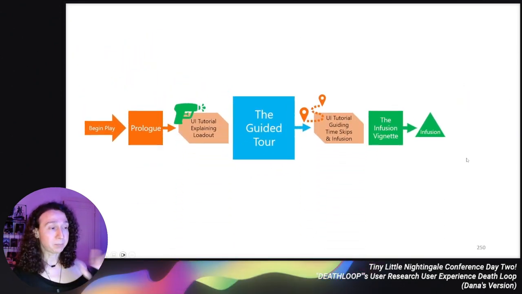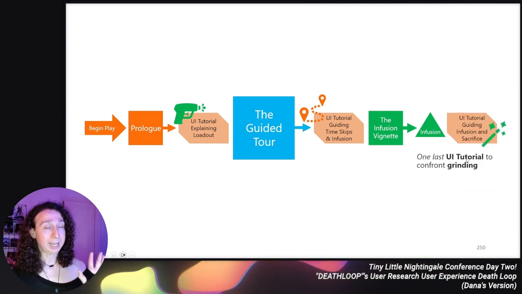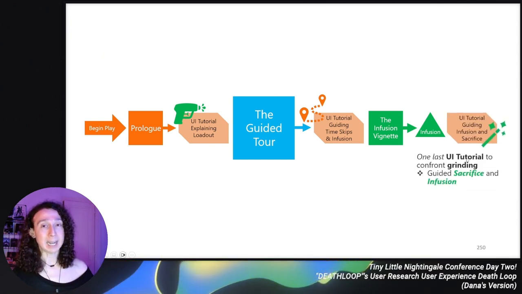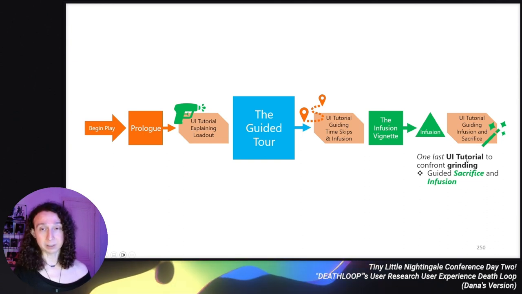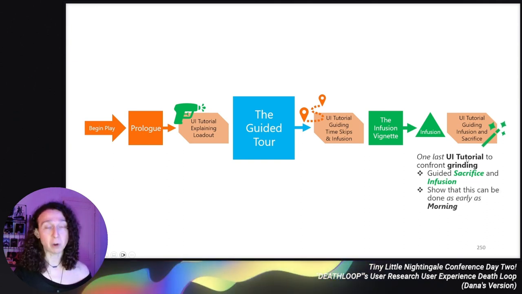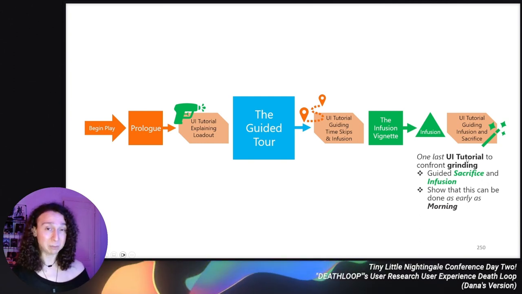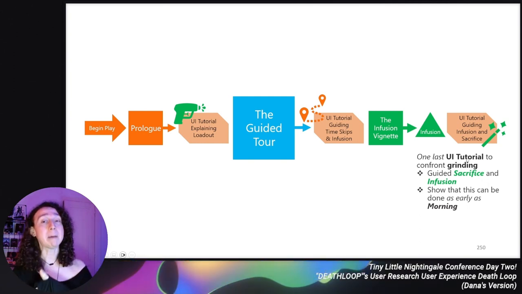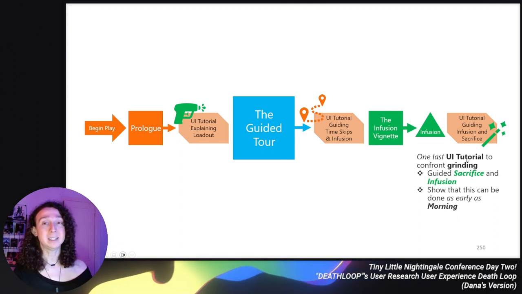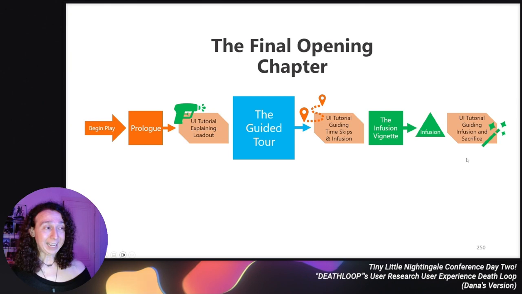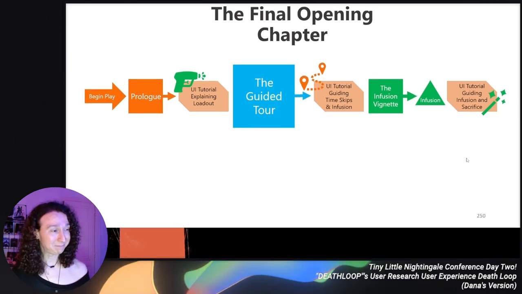Last thing we're going to do, opening chapter, we're going to add one more UI tutorial to confront the grinding. We want to guide the player through sacrificing their gear and infusion. We want to show them that this can be done as early as morning, before morning, actually. Even before you complete one map of play, you can already use Residuum to infuse something. And there's our opening final chapter.